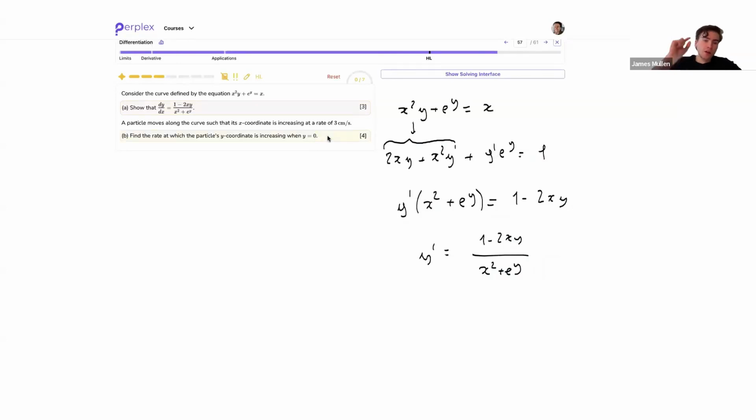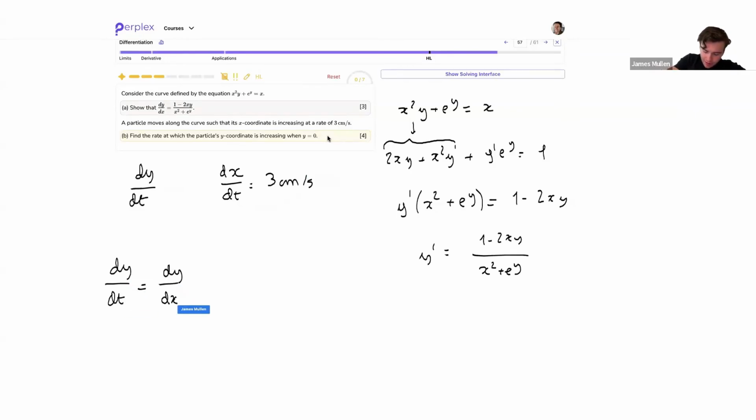Now in part B, we are trying to find the rate at which the particle's y-coordinate is increasing when y is equal to 0. So we're trying to find dy by dt. And we know that dx by dt is 3 centimeters per second. So dy by dt is equal to dy by dx times dx by dt. All right, that's what I know. And I know what dy by dx is. It's equal to 1 minus 2xy over x squared plus e to the y. And I know what dx by dt is.